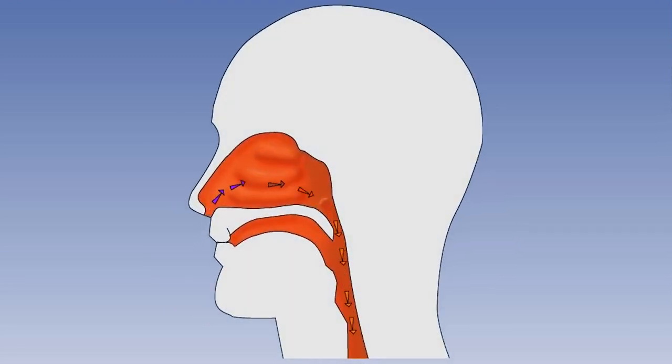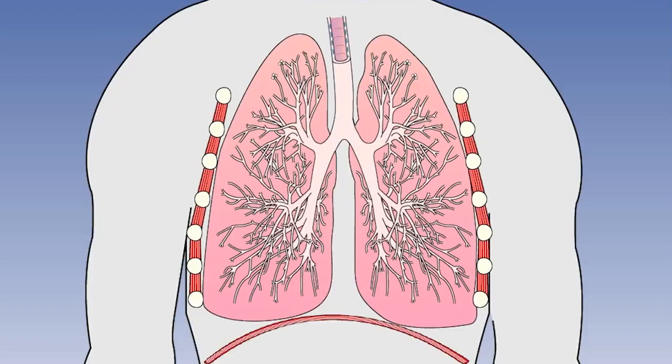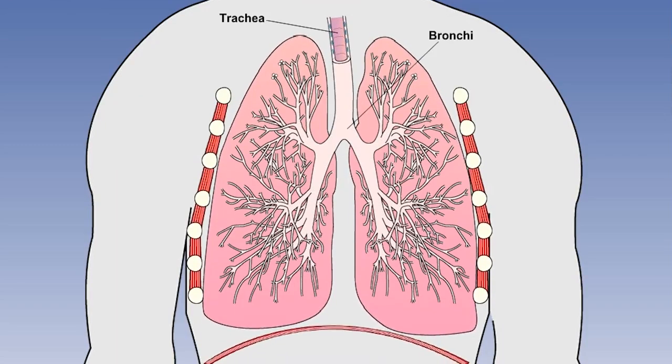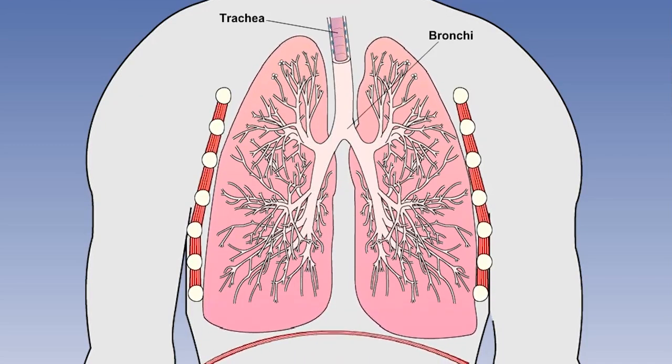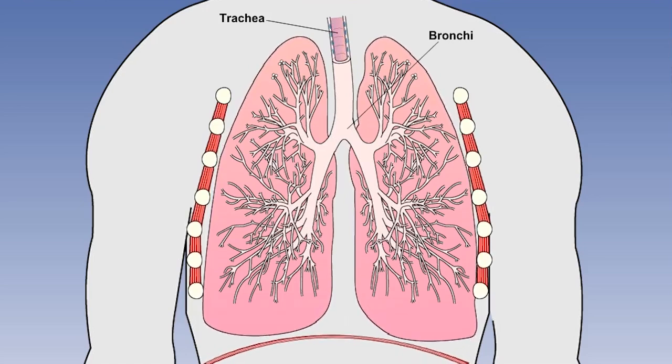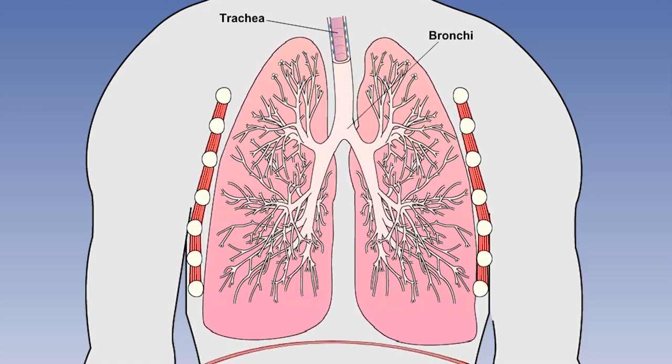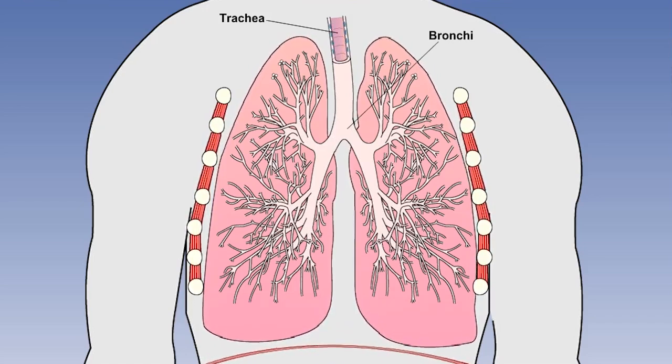The air enters the nose, where it is warmed, moistened and filtered, or it enters the mouth, and then down the trachea, which is a tube reinforced with cartilage. The trachea divides into two bronchi, which take the air to the lungs.